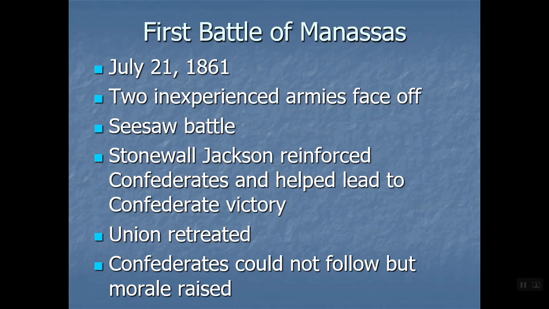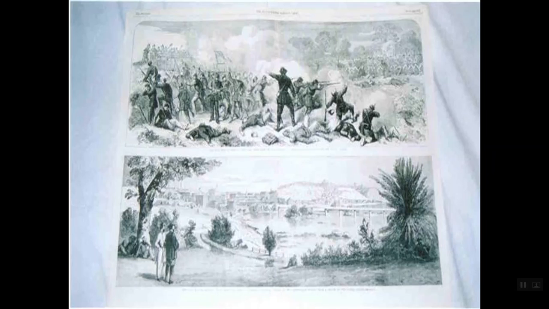The Union Army is going to retreat, and so this is, again, another morale booster for the Confederacy. So the Confederates couldn't chase them on the run, but still, a morale booster that, once again, we defeated you at Fort Sumter. We've now defeated you at the Battle of Manassas. So it just keeps feeding their confidence and their support for the war.